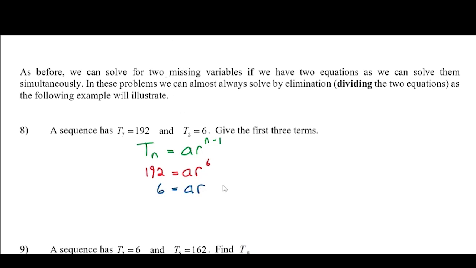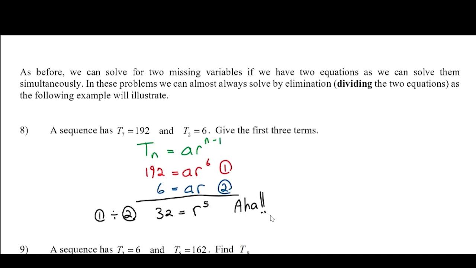Okay, I've got two equations here. Here's equation number 2, and here's equation number 1. What I'm now going to do is divide them. We're going to take the top equation and divide it by the bottom one, so in other words, number 1 divided by number 2. And what we'll see, 192 divided by 6 gives us 32. When we divide ar to the 6 by ar, the a's divide out and we get r to the 5. And as we said last time, this is kind of an aha step, because we only have one variable left.